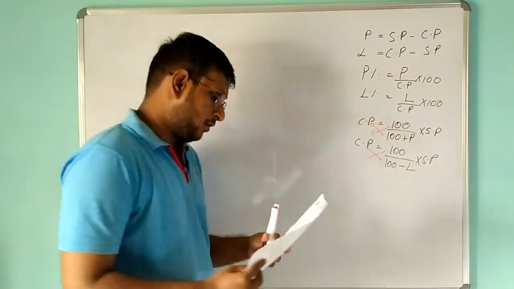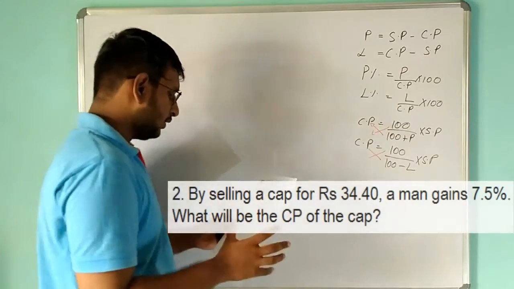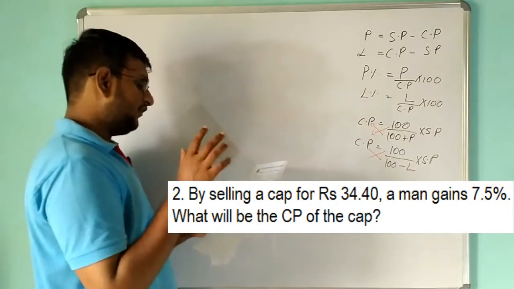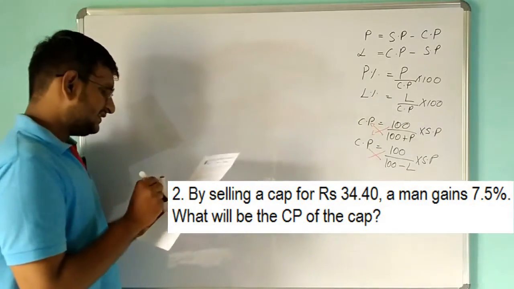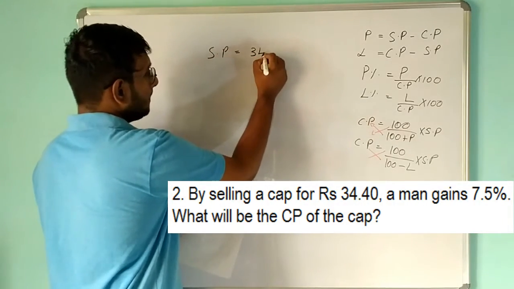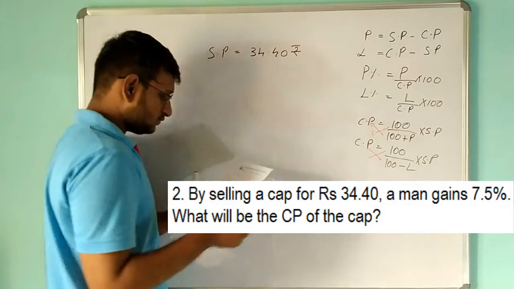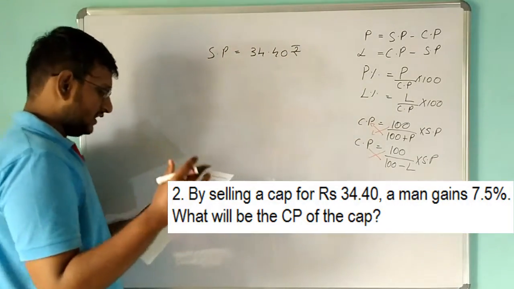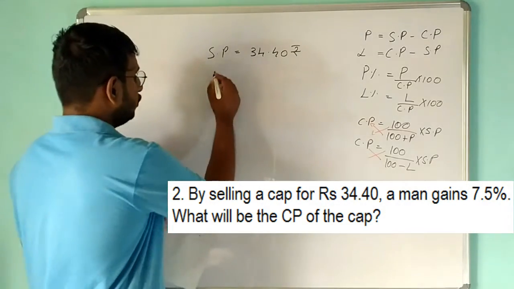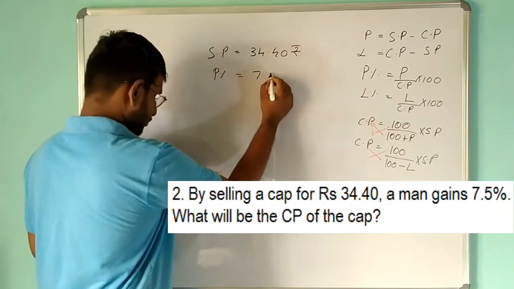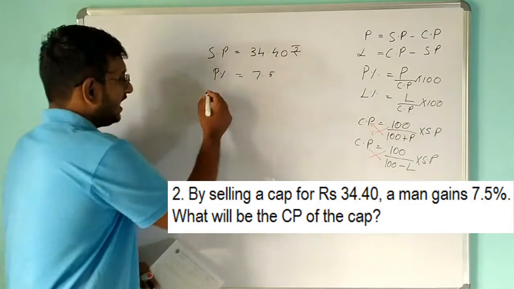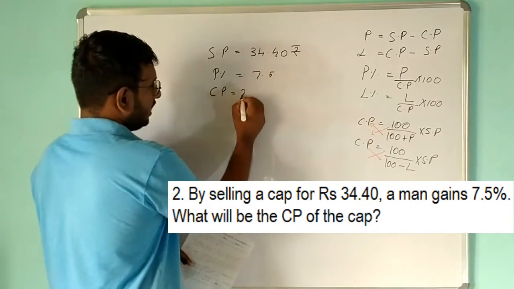In the next problem, which is also a simple one: by selling a cap for rupees 34.40, so SP is equal to 34.40 rupees, a man gains, and gains means profit, 7.5 percentage. So profit percentage is 7.5. What will be the CP of that cap? They are asking us to find CP.